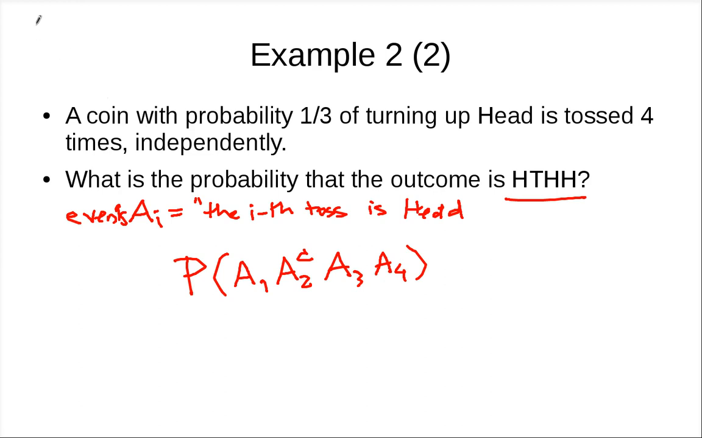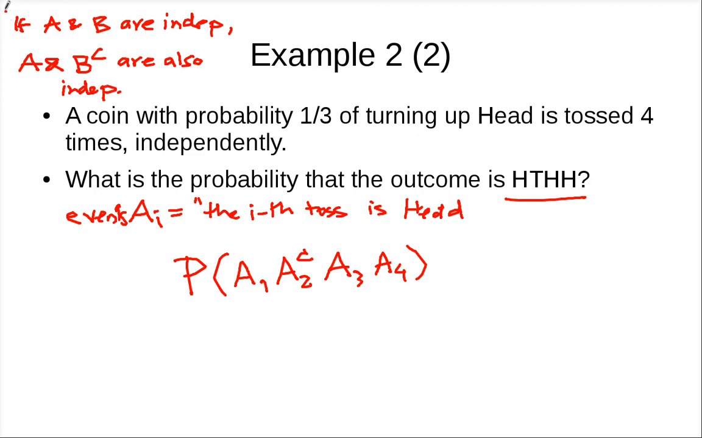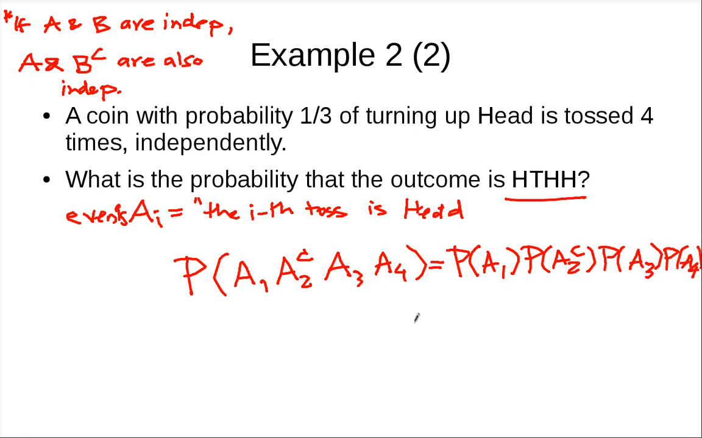Okay, so as a practice, you might want to prove that if events A and B are independent, show that A and B complement are also independent. Okay, so try to do this. If we know that, then we can do this. It's not that hard. So for this you can factor everything out. So you get the probability of A1, A2 complement, A3, A4, and in the end, this is 1/3 times 2/3 times 1/3 times 1/3. Okay, so that's what you get.